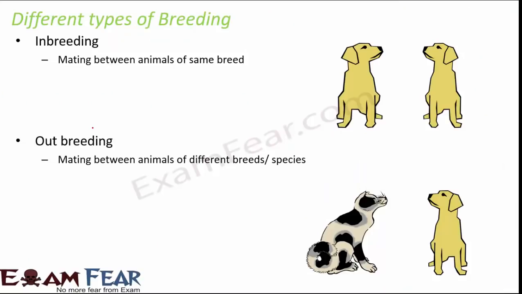There are two types of breeding: inbreeding and outbreeding. Inbreeding means mating between animals of the same breed. Outbreeding, mating between animals of different breeds.